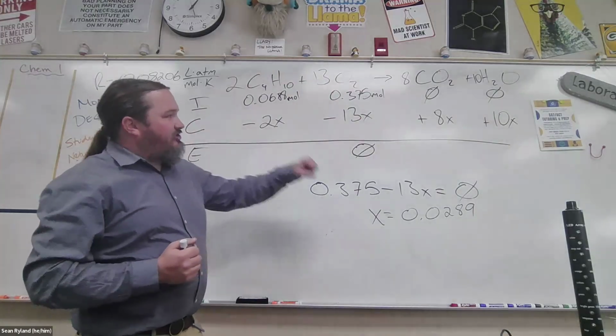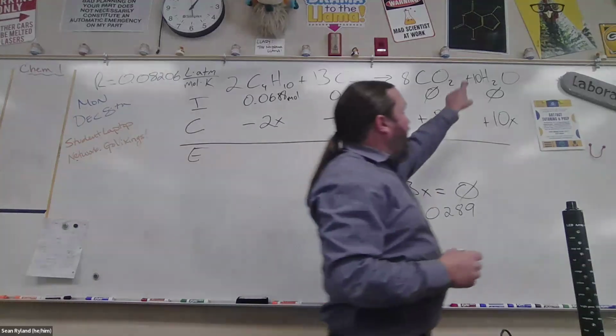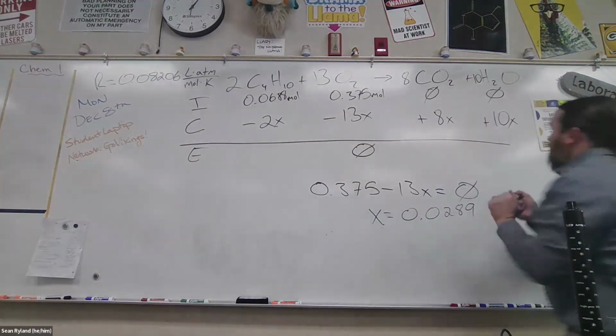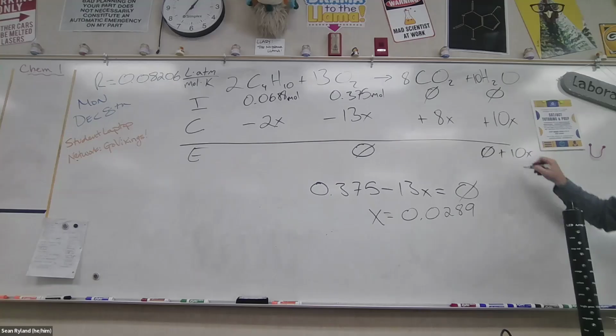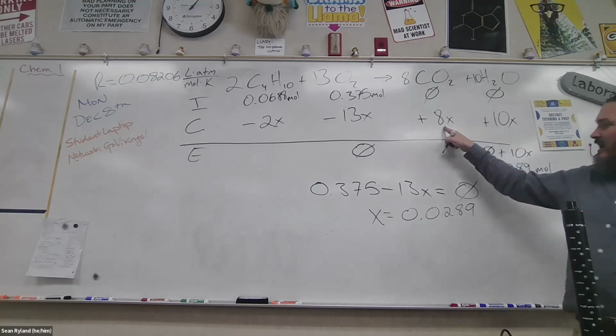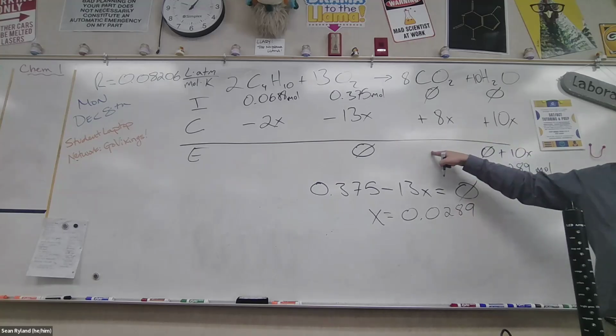So as soon as we know X, we know at the end of the reaction our moles of water is 0 plus 10x. So it's just going to be 0.289 moles of water at the end. 8 times X is going to give us our value here, which we get what? 0.2.